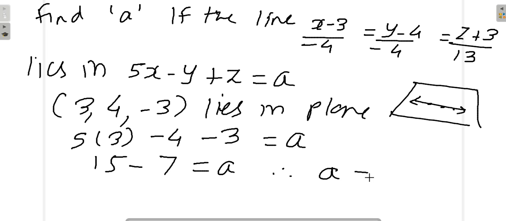And that gives you a as 8. A very simple sum. Just the important funda is that if the line lies in the plane, then every point on the line also lies in the plane. So 3, 4, minus 3 lies on this plane. Just substitute and you will get a.